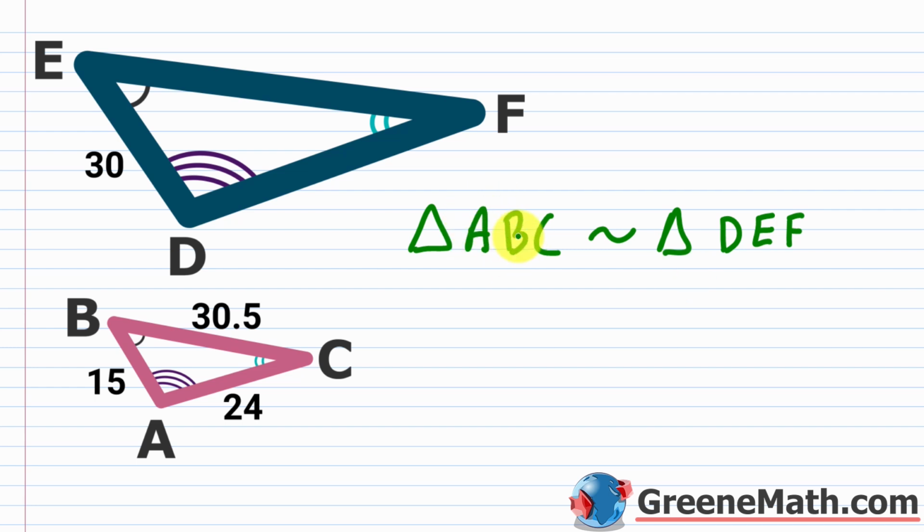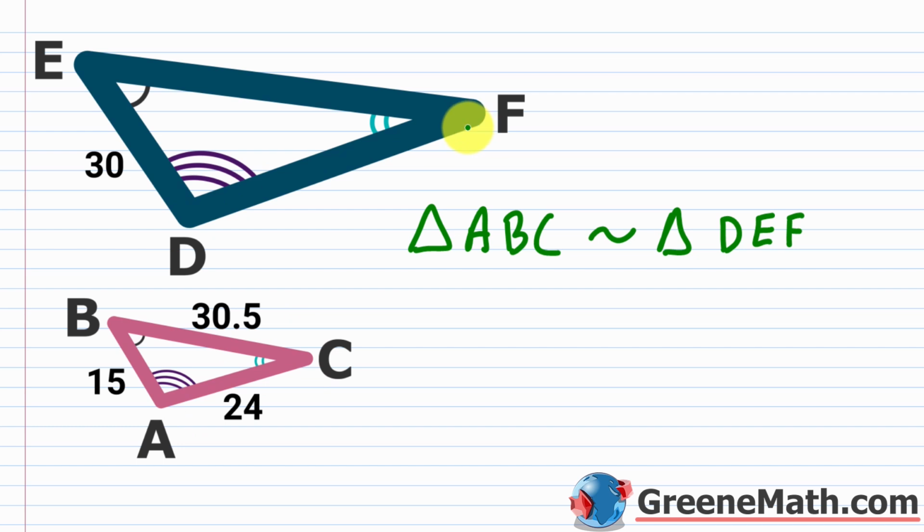So I can say this side AB is going to correspond to this side DE. So here's my side AB, here's my side DE, those are corresponding sides. Then I have the side BC that's going to correspond to the side EF. So here's my side BC and my side EF. You can see those are corresponding sides. And then lastly, you can say this side AC is going to correspond to this side DF. So here's my side AC, my side DF.